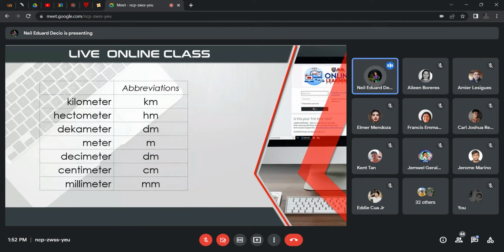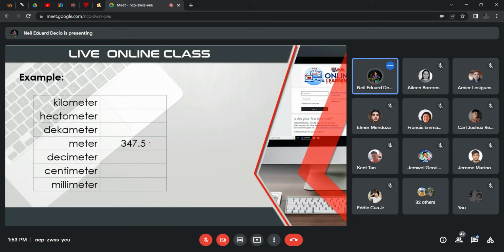Okay. So here are the abbreviations of these SI units. For meters, we have m. For decameter, we have dam. Hectometer is hm. A kilometer is km. For decimeter, we have dm. Centimeter is cm. And millimeter is mm.